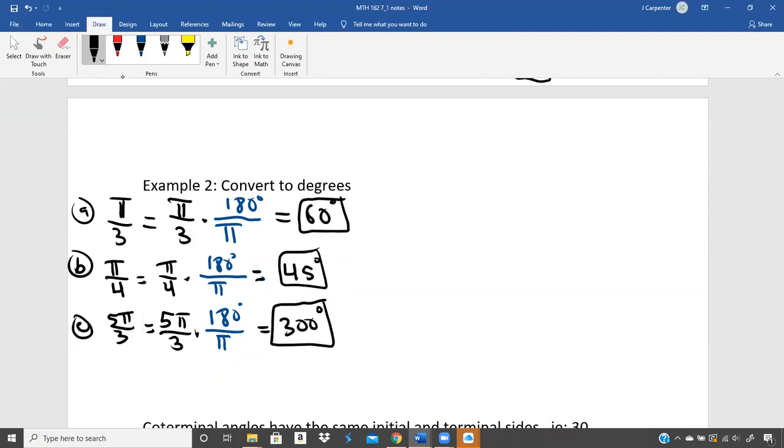You could have multiplied first. You could say 5 times 180 is 900, and then 3 goes into 900 300 times. It's up to you. You can multiply, reduce, and whatever you like with fractions.